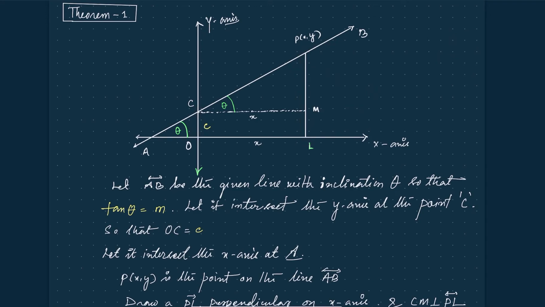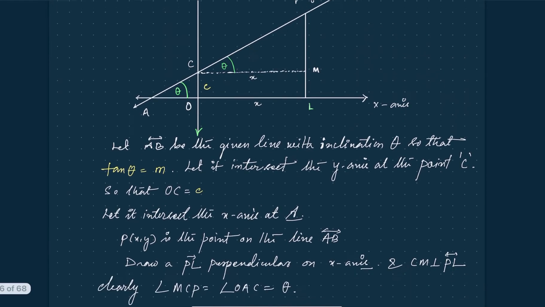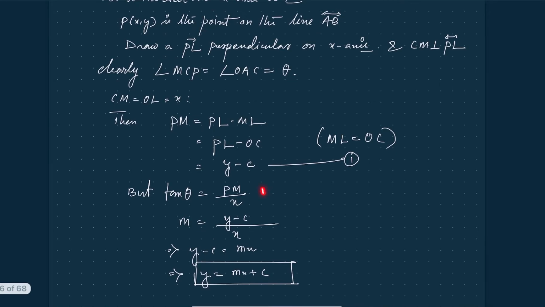Now can you see this right angle triangle PCM? In this right angle triangle, this angle is 90 degrees and this is theta. We know that tan theta is height by base. The height is y minus c, and the base is x. So tan theta is equal to m, which means m is equal to y minus c by x. That's what I have done here.